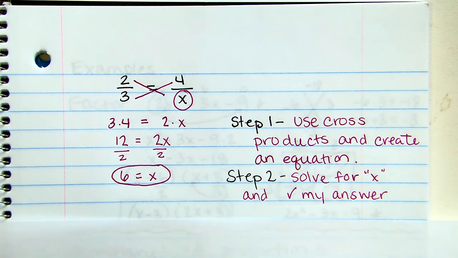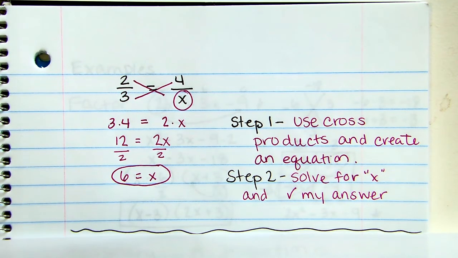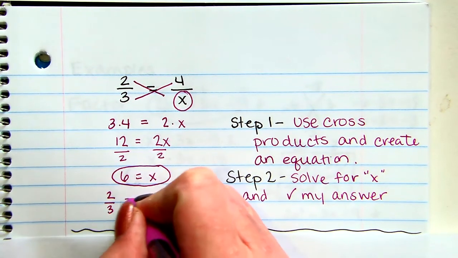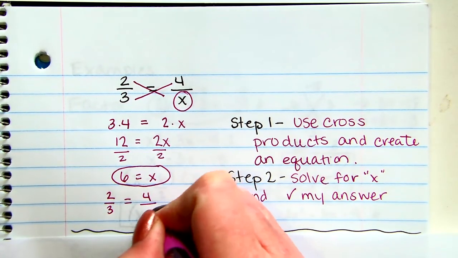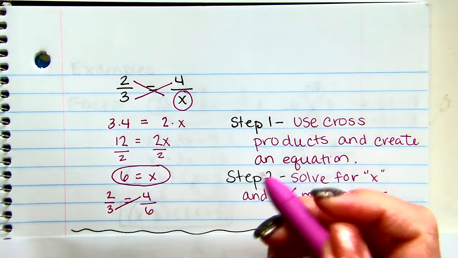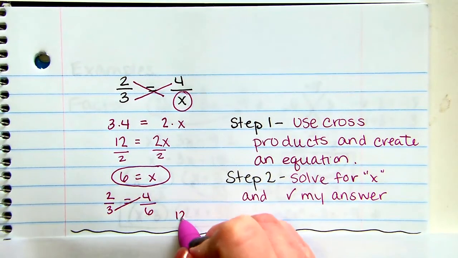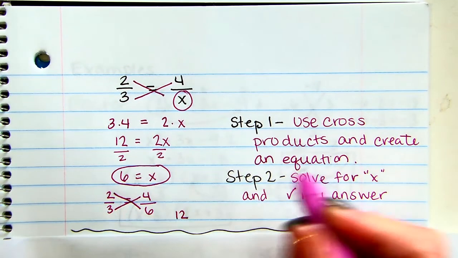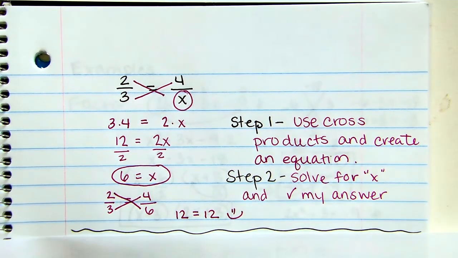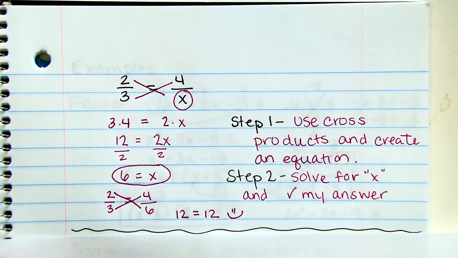So to check my answer, we're going to just plug the 6 in where the x would be, meaning I'm going to have 2/3 equals 4 over 6. Now, I'm going to use those cross products again. 4 times 3 is 12. 2 times 6 is 12. My numbers are exactly the same, so therefore x is 6.